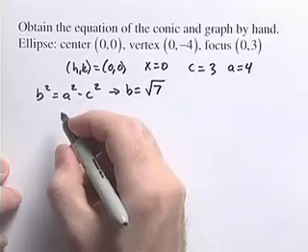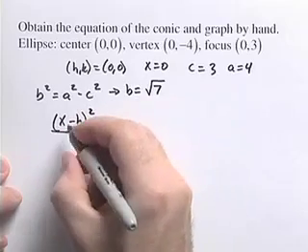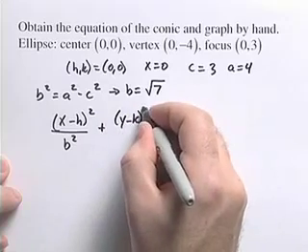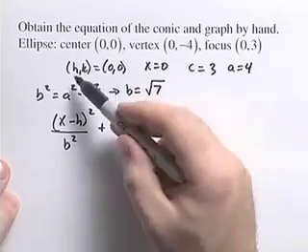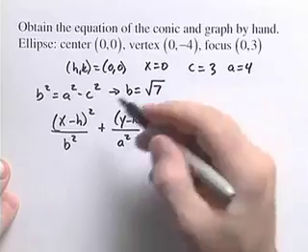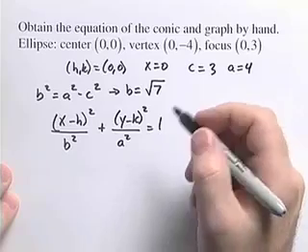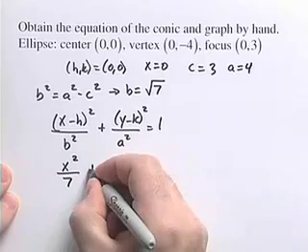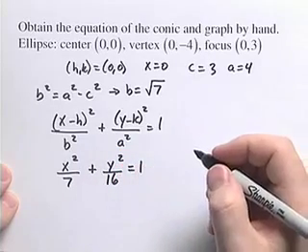Our ellipse then is going to take on the form (x minus h) quantity squared divided by b squared plus (y minus k) quantity squared over a squared is equal to 1. Here we know h is 0, we know k is 0, we know b is equal to the square root of 7, which means that b squared is equal to 7. We know a is 4, so a squared will be 16. Therefore, our equation is going to be x squared over 7 plus y squared over 16 is equal to 1.